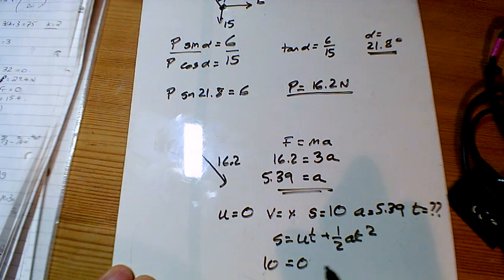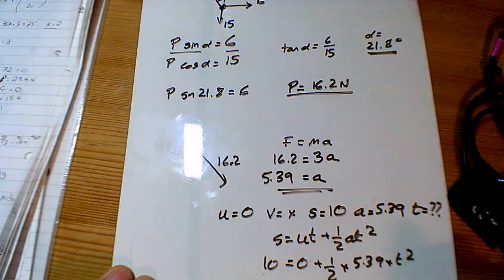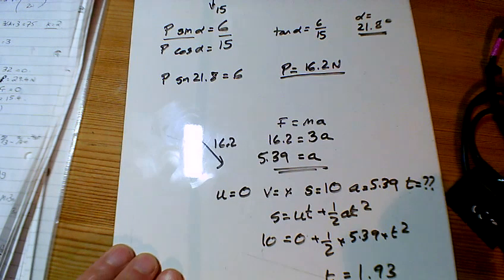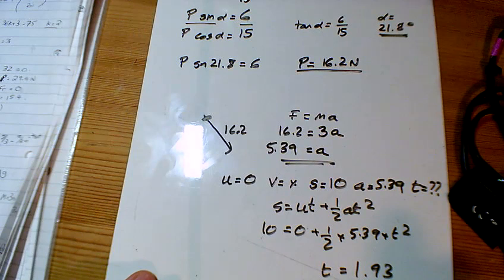10 equals 0 plus a half times 5.39 T squared. And so T is the square root of 20 over 5.39. And I've got 1.93. You can see that, 1.93 down the bottom there.